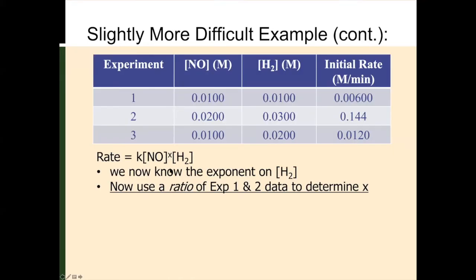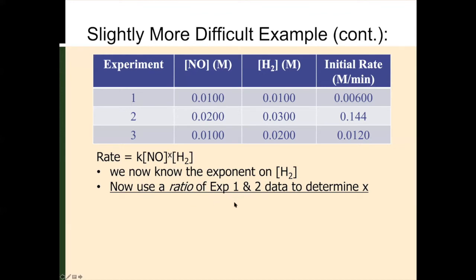What we know so far is that the exponent on the H2 is equal to 1. So now what we're going to do is use the ratio method of experiments 1 and 2 to determine what x is. You have to figure out y first before you can employ this ratio method.